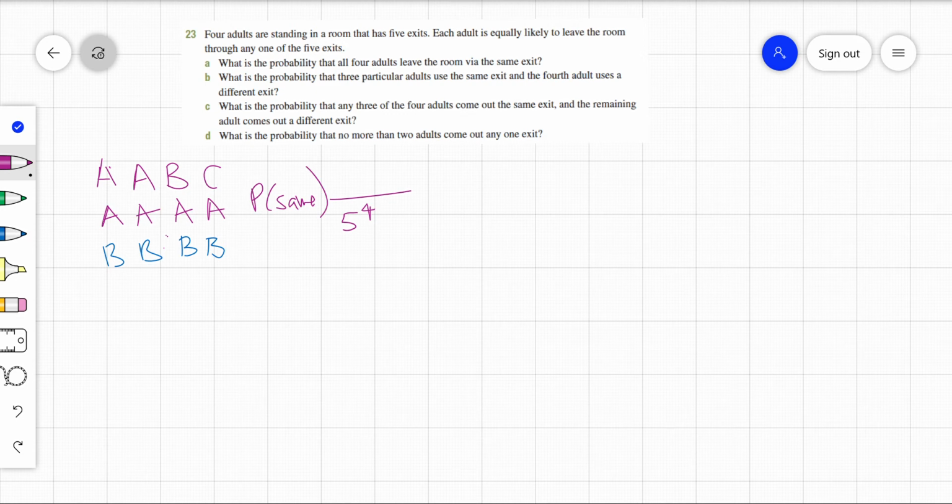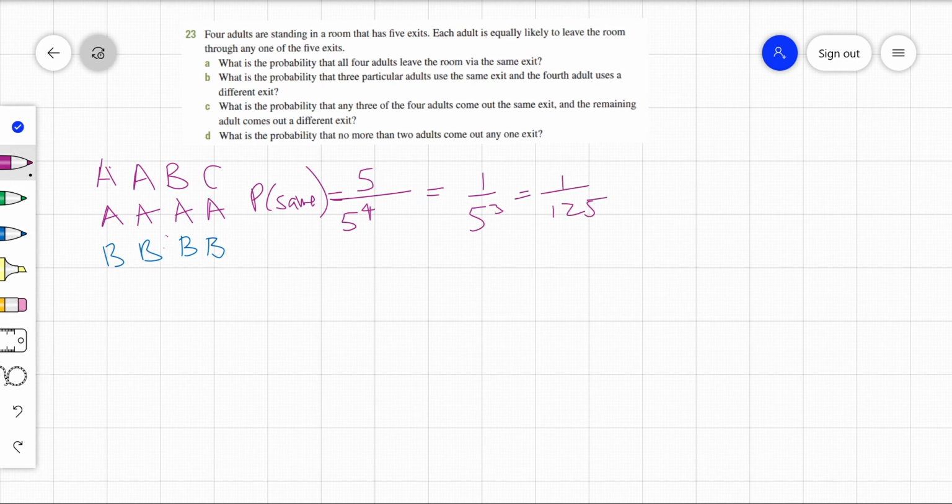So all the same. If they all chose the same, they either all chose A exit, B exit, C exit, or a D or E exit. So there's 5 different choices. So you can see there we would have 1 on 5 cubed or 1 on 125.